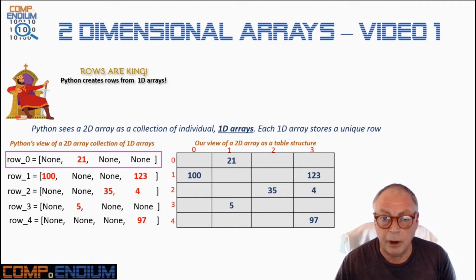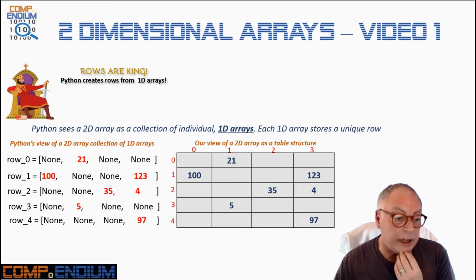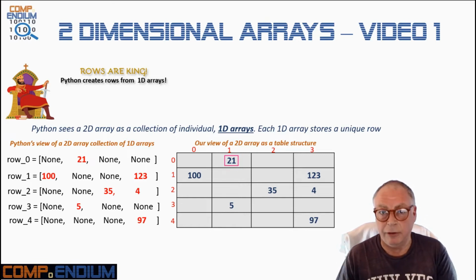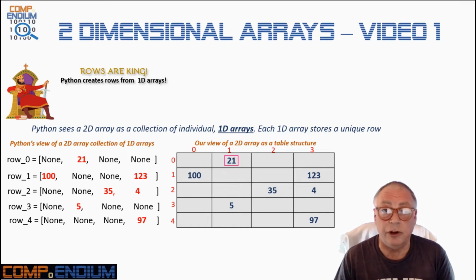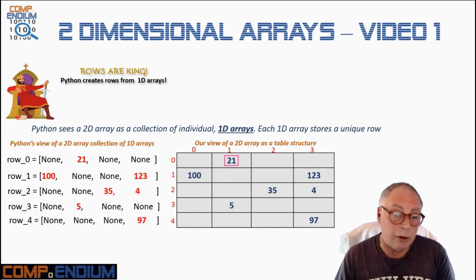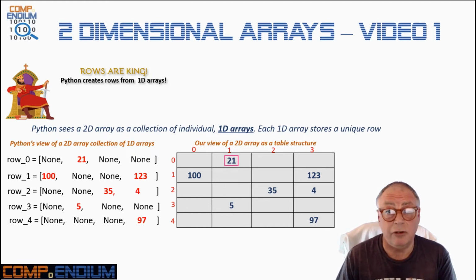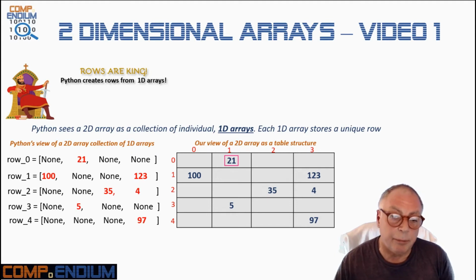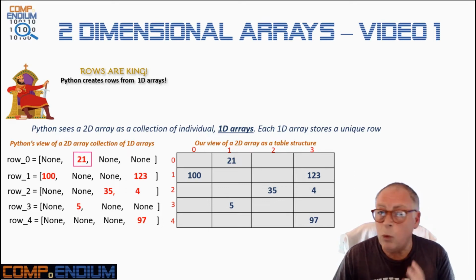So if you have a look at the value 21, the way that we would talk about the value 21 is to say it's at location 0, 1. If you reflect back to what we were saying a little bit earlier on, rows are king. So row comes first, so 21 is at position 0, 1 in our table. Now, Python actually does something very similar. In Python, it basically says 21 is in one-dimensional array 0, at position 1 in that particular array. Okay, so basically we're saying the same thing.